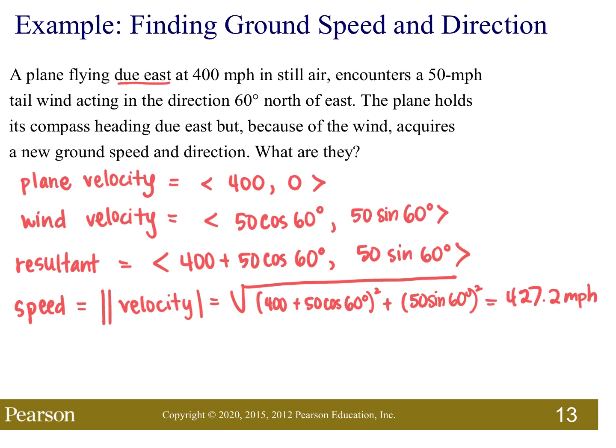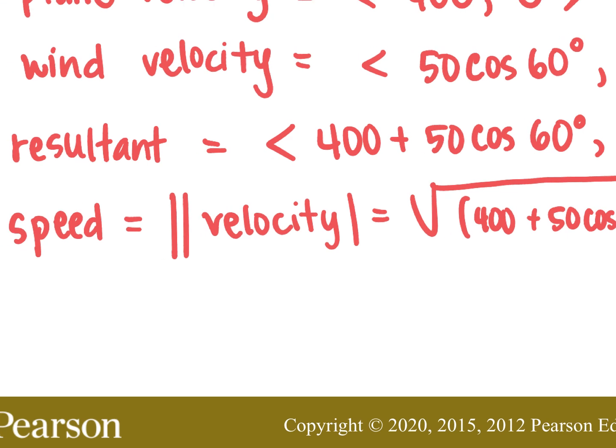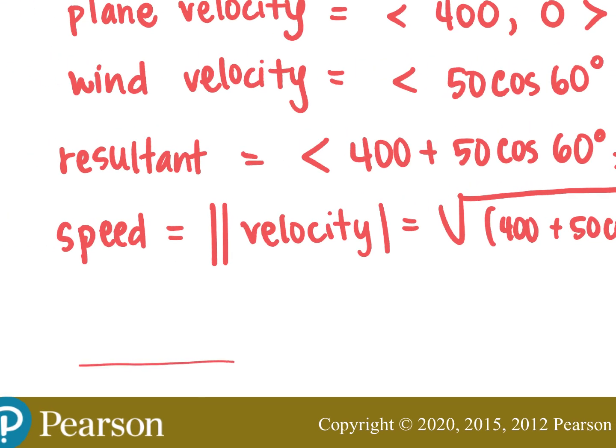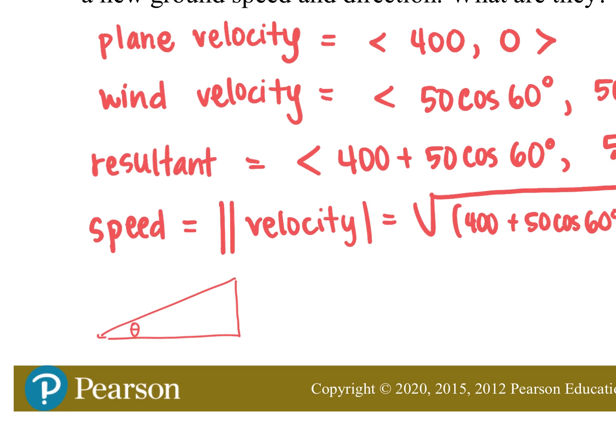Now this is going to give the plane a new direction. It's not going to be flying due east anymore. It's also not going to be flying 60 degrees north, but it's going to be flying somewhere in between those two. So we want to figure out the new direction. Again, it always helps me to have a visual here. So imagine we've zoomed way in, and we know that our x component is 400 plus 50 cos 60 degrees, and our y component is 50 sine 60 degrees.